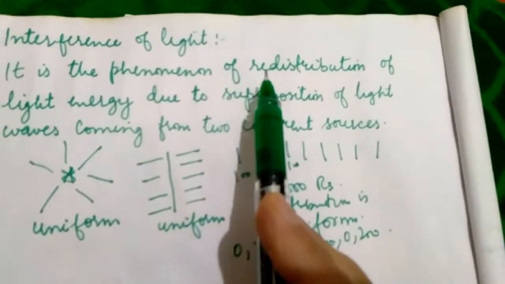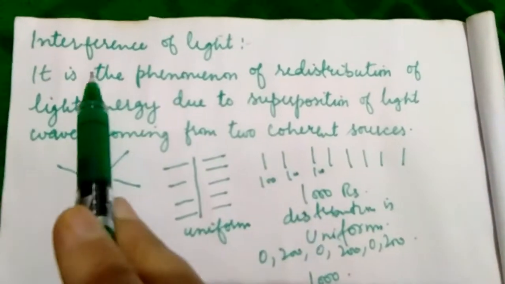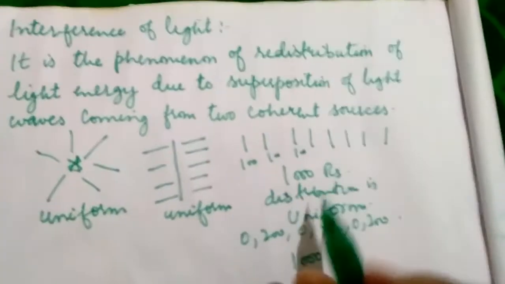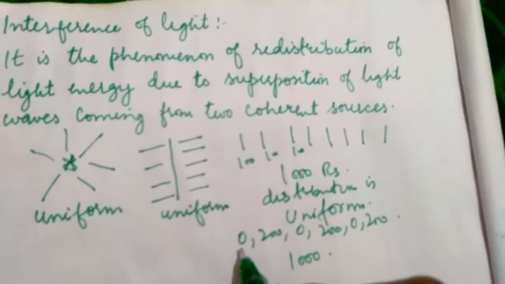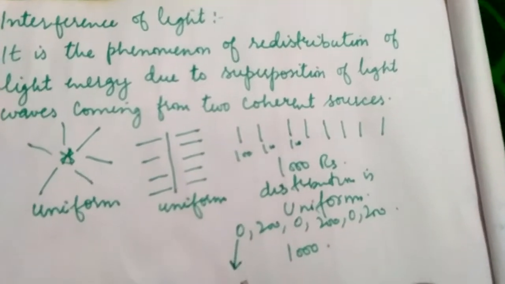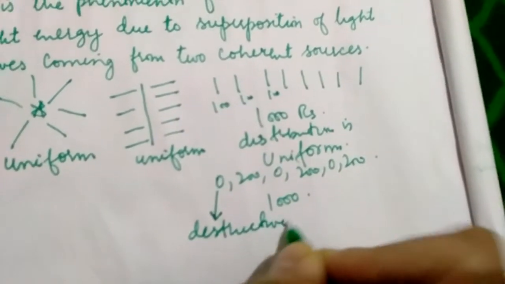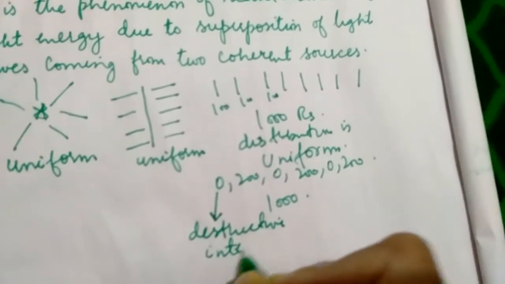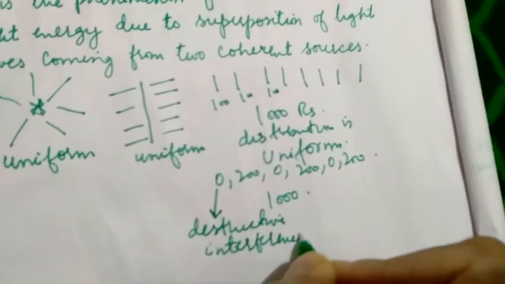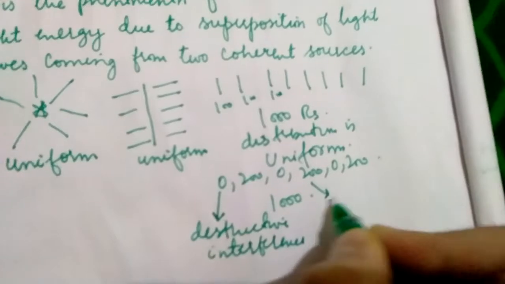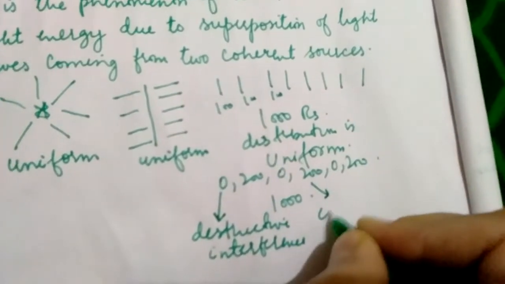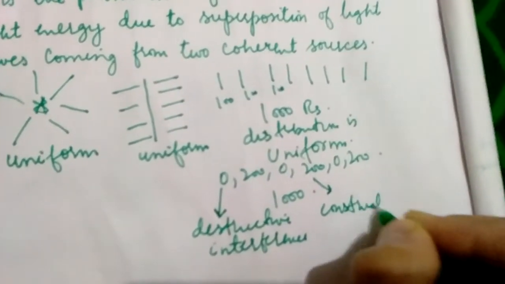And this redistribution has happened on account of a phenomenon that is called interference. Now, you see that at certain places we obtained a zero intensity, a zero distribution, that is due to destructive interference. We call it destructive interference. And at certain places we obtained maximum intensity due to constructive interference.